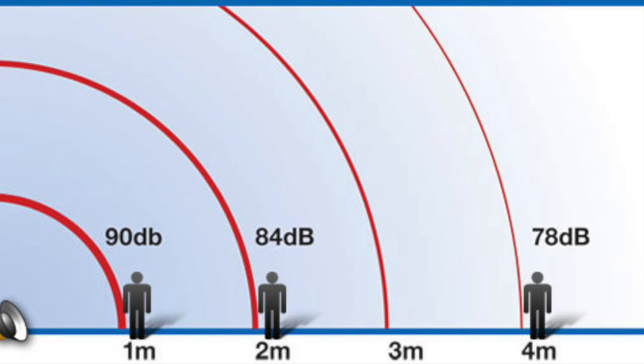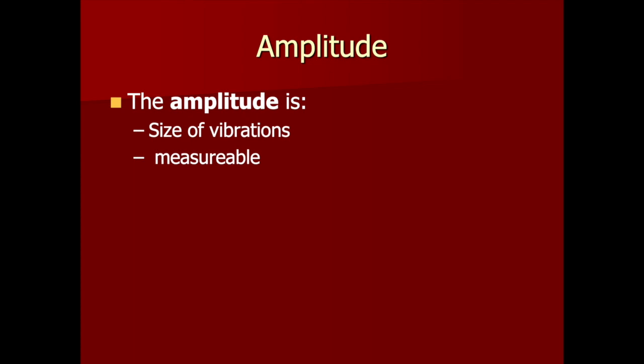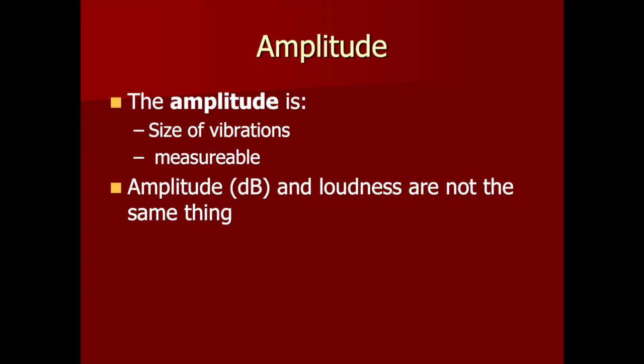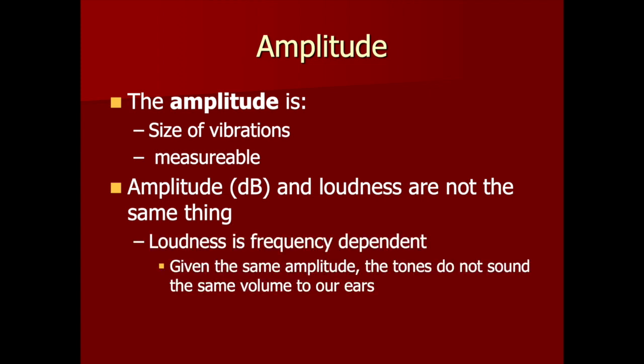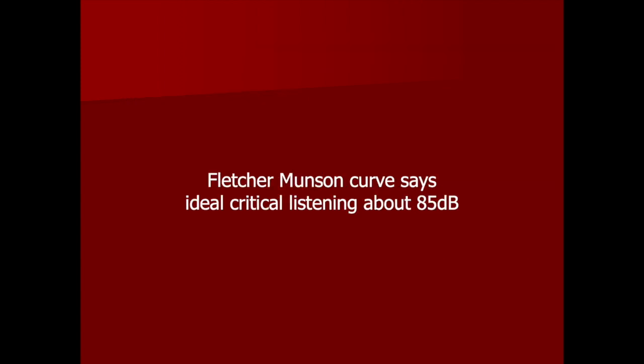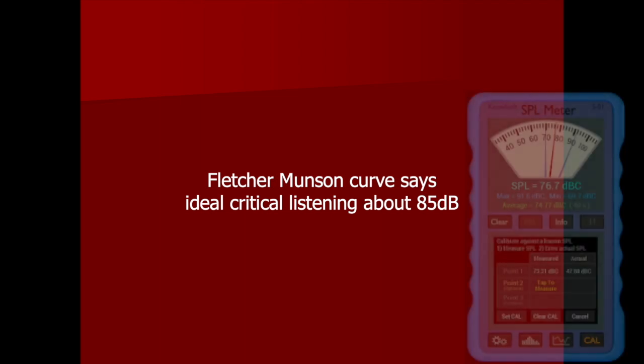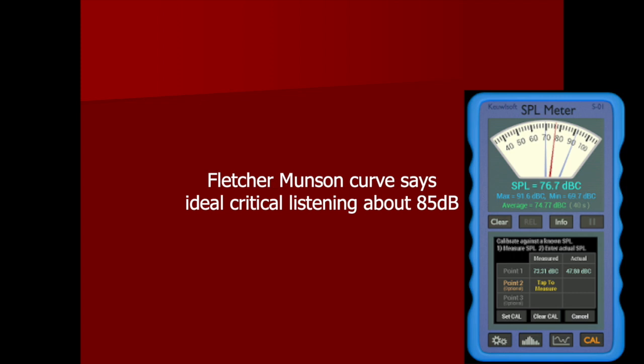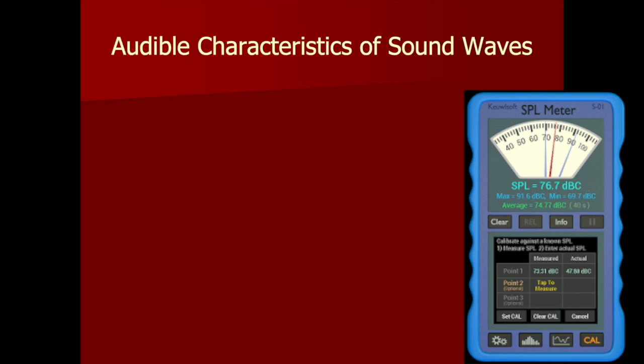A lot of this is related to live sound, and we'll come back again, but I wanted to get these formulas in place and have you thinking about it. Amplitude is the size of the vibrations, and it is very measurable. We think of dB and loudness as the same thing. They are not. Amplitude is related to loudness, but they are not the same thing. Loudness is frequency dependent, from what we heard in the tones and from the Fletcher-Munson curve. Given the same amplitude, the tones do not sound the same volume to our ears. The Fletcher-Munson curve says our ideal critical listening volume is about 85 dB. So if you're in the studio, and maybe there's an app for your phone or some of the studios have SPL meters, that should be sitting about 85 dB.